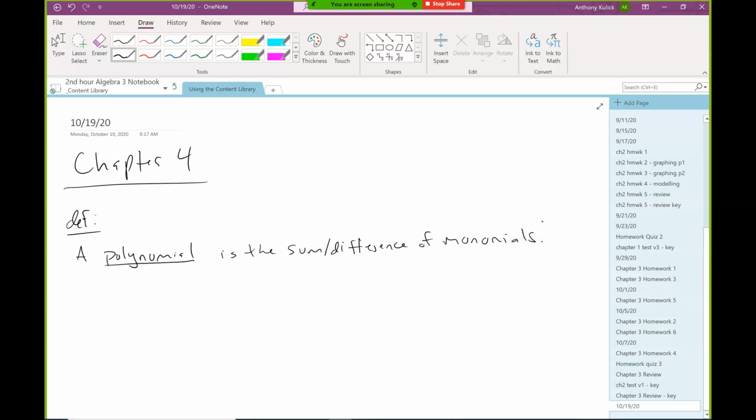We're first going to start by defining something called a polynomial. A polynomial is just the sum or difference of monomials, which is probably not a terribly helpful definition, because what is a monomial? So that's the next thing that we'll define.